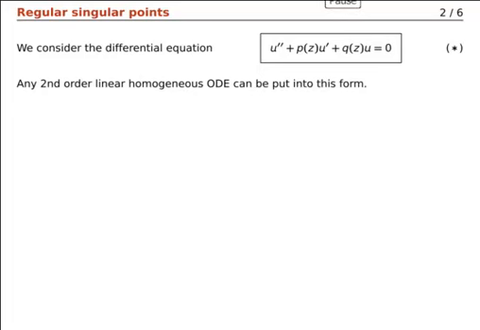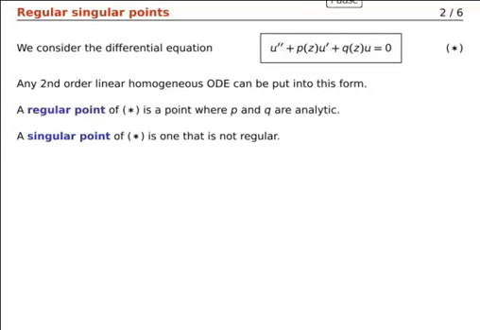Well, here's the type of differential equation that we're talking about. It's a second-order linear homogeneous equation, and it's got no coefficient in front of the u double dashed. And if you have a differential equation where there is a coefficient in front of the u double dashed, you can always get rid of it by just dividing the whole equation through by it. We'll see an example of that in a minute.